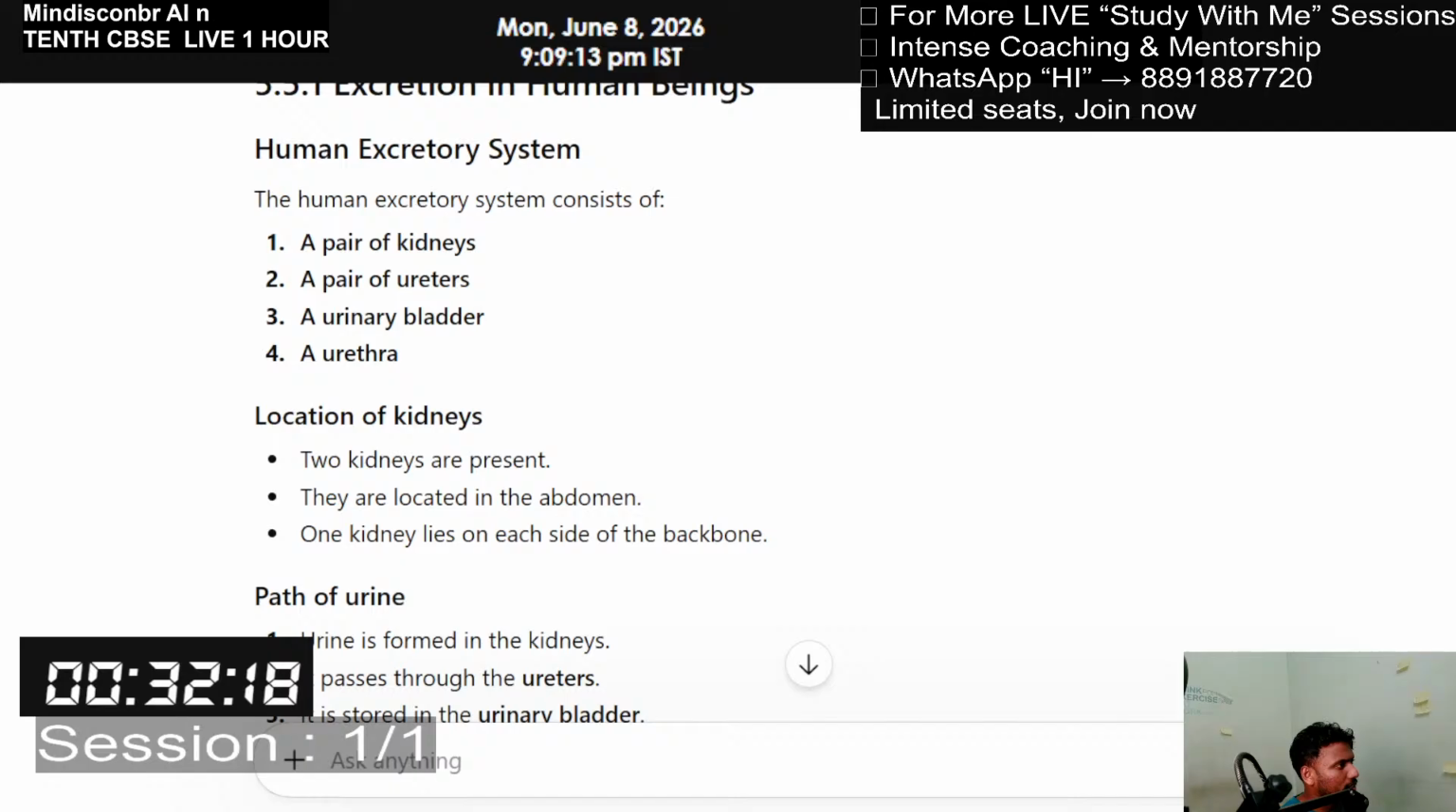The human excretory system consists of a pair of kidneys, a pair of ureters, a urinary bladder. Here you can see a pair of ureters. Then a pair of kidneys, a urinary bladder and a urethra. This is the urethra. So these are the major parts of the human excretory system.